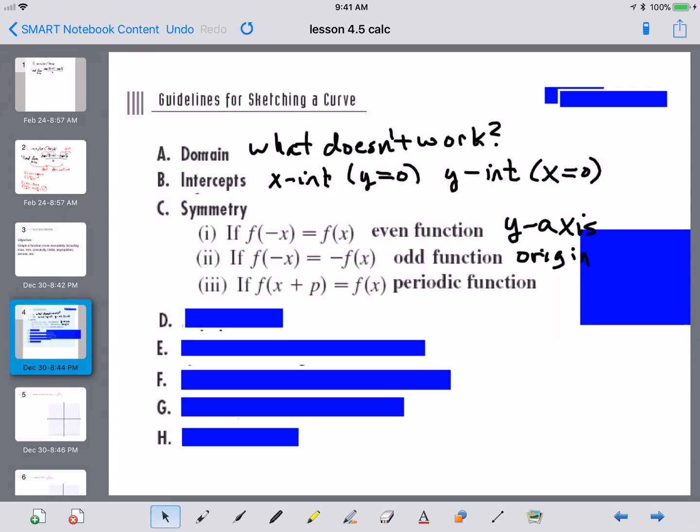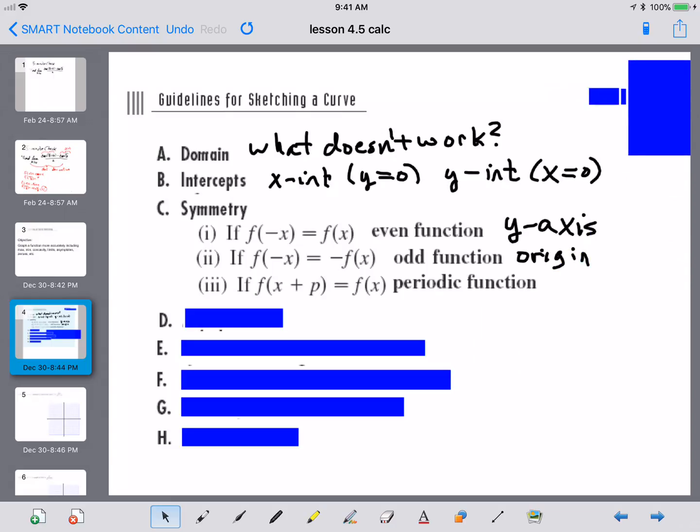A periodic function, what that means is that every p units, the function repeats itself. So, that would be something like a sine or a cosine function. So we're talking waves, things that are going to repeat every so often. Sine, cosine, tangent, those are periodic functions.